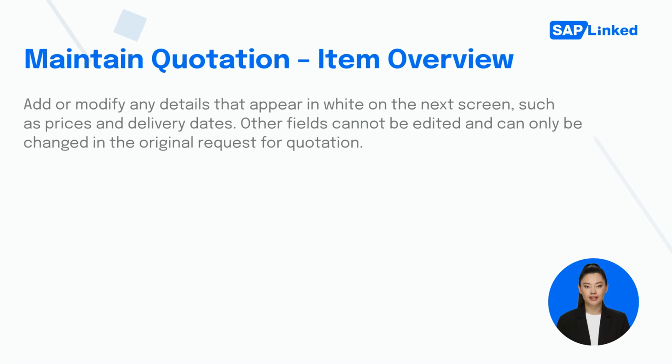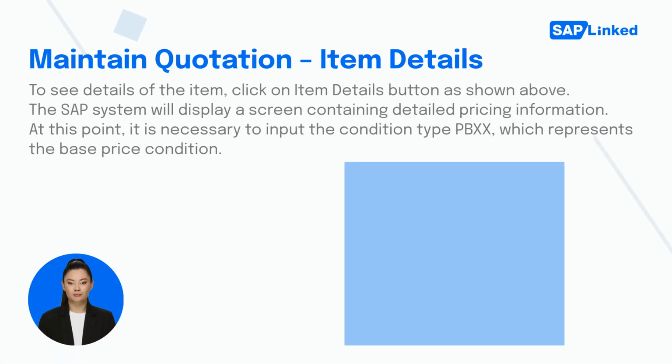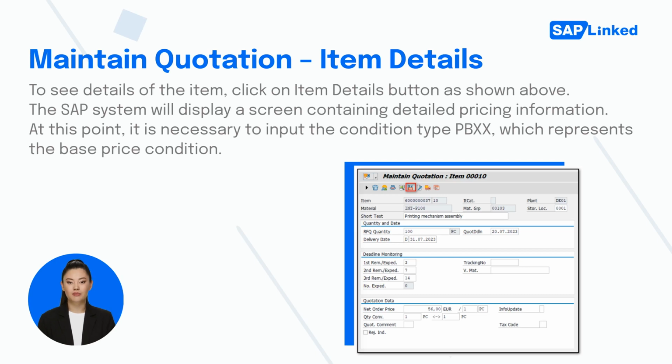Add or modify any details that appear in white on the next screen, such as prices and delivery dates. Other fields cannot be edited and can only be changed in the original request for quotation. To see details of the item, click on the Item Details button as shown above. The SAP system will display a screen containing detailed pricing information.